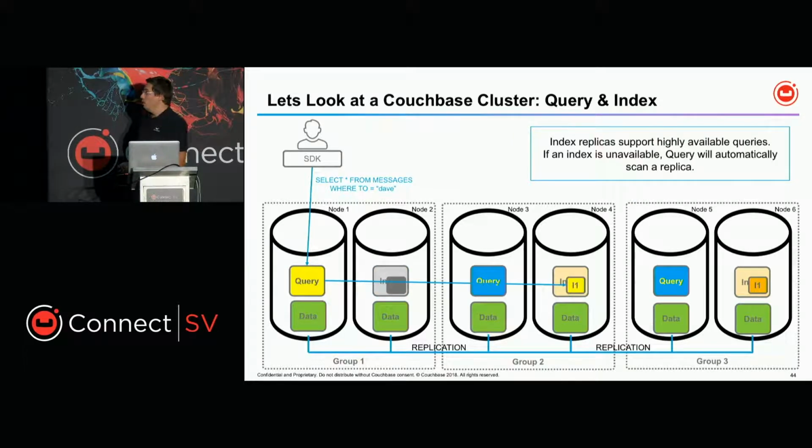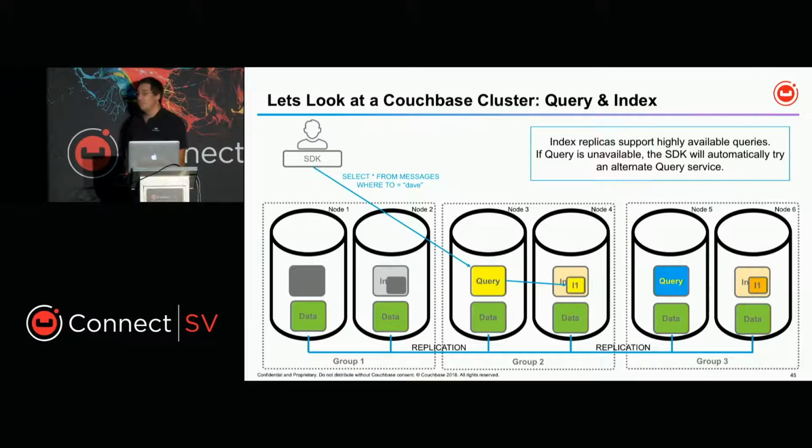Now, what happens if node 2, let's say the index service, is unavailable for whatever reason? Then the query service internally will know where the index replica is and go to the index replica, do the scan, and it won't be visible at the user level at all. The SDK wouldn't even know that this index went down, and the user would also not know.